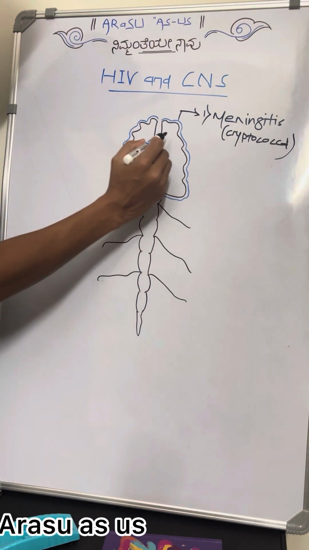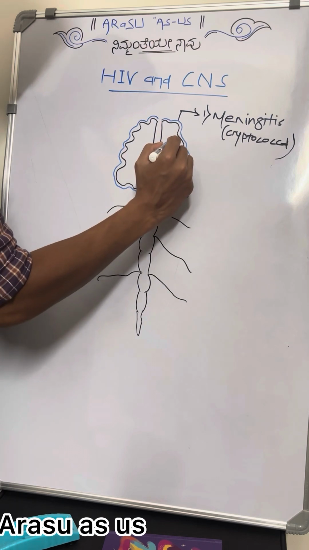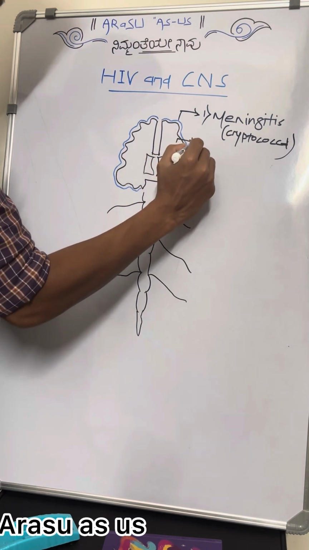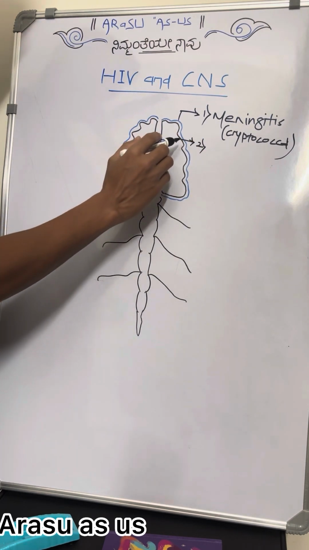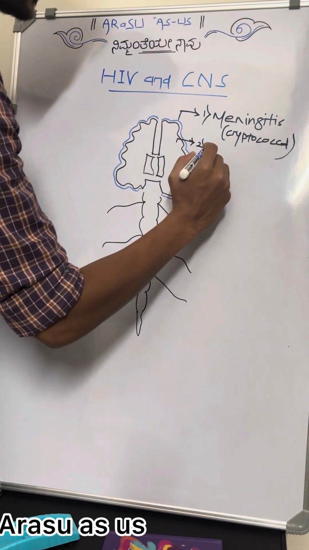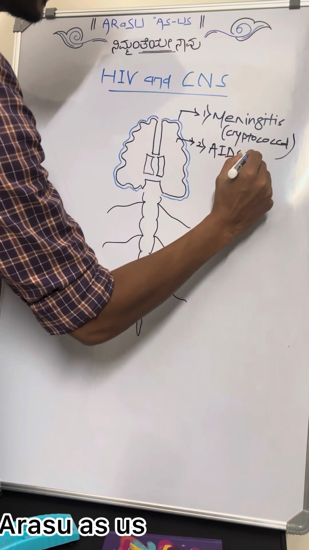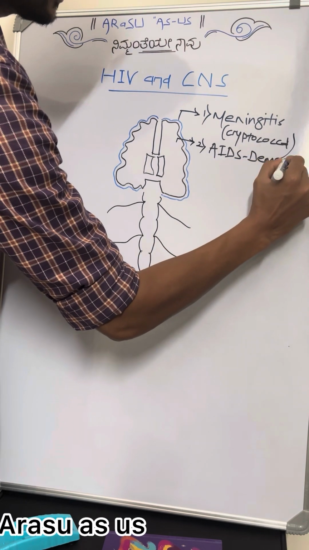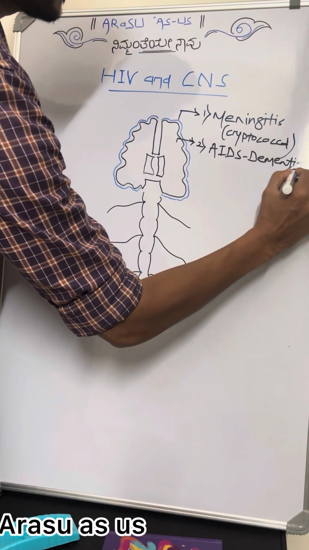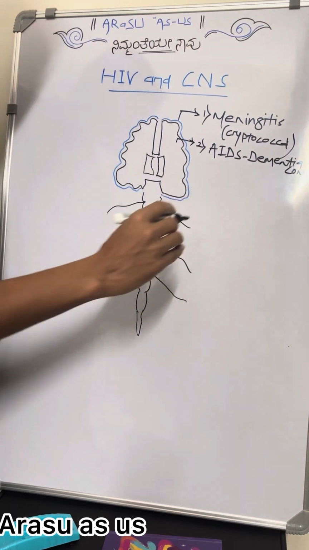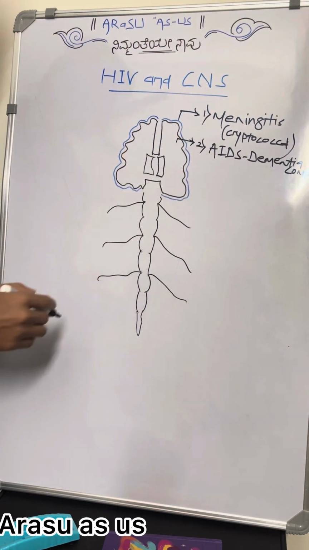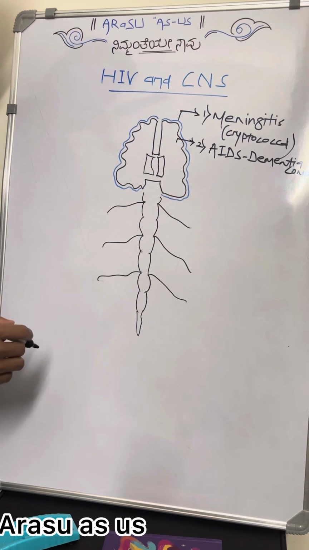Here we can say that the outermost structure will be gray matter. So the second one is, what are the manifestations at the gray matter? One thing to remember is AIDS dementia complex. There will be cognitive decline in a patient with HIV. This is related to the gray matter.